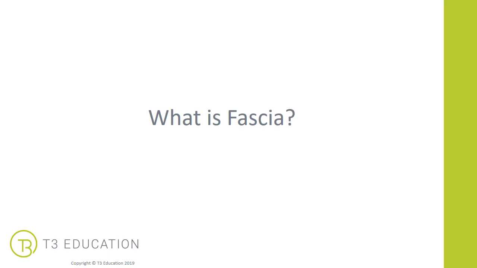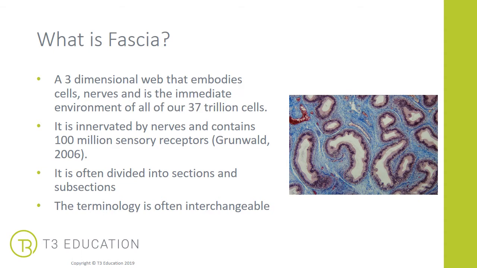So, what is fascia? Fascia is a three-dimensional web that embodies cells, nerves, and it is the immediate environment of all of our 37 trillion cells. So it covers every single part of our body. It's innervated by nerves and contains 100 million sensory receptors. So it's very sensory rich. It gets lots of feedback from our senses, which then feeds back to the central nervous system, to our brain.